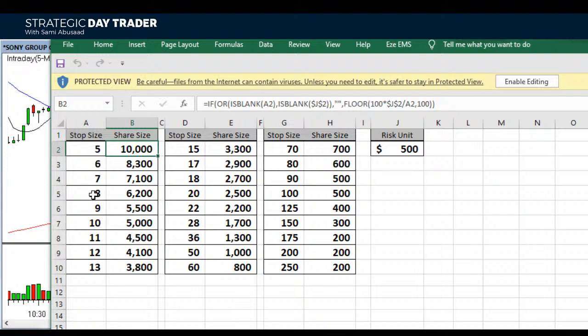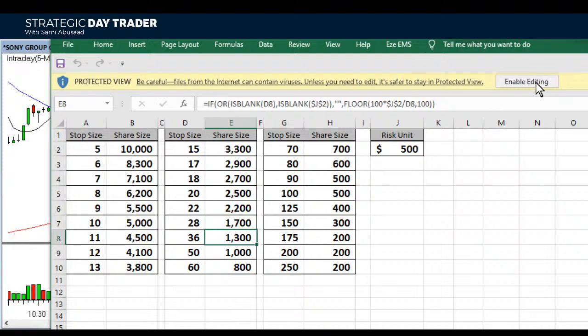I do the stop size calculation in my head. It's the difference between the entry price and the stop price. 6 cents, 8,300 shares. 7 cents, 7,100 shares. And then when it gets a little bit larger, a range. I don't need to be too precise. I just say between 23 cents to 28 cents, I'm taking 1,700 shares. Between 29 cents and 36 cents, I'm taking 1,300 shares.